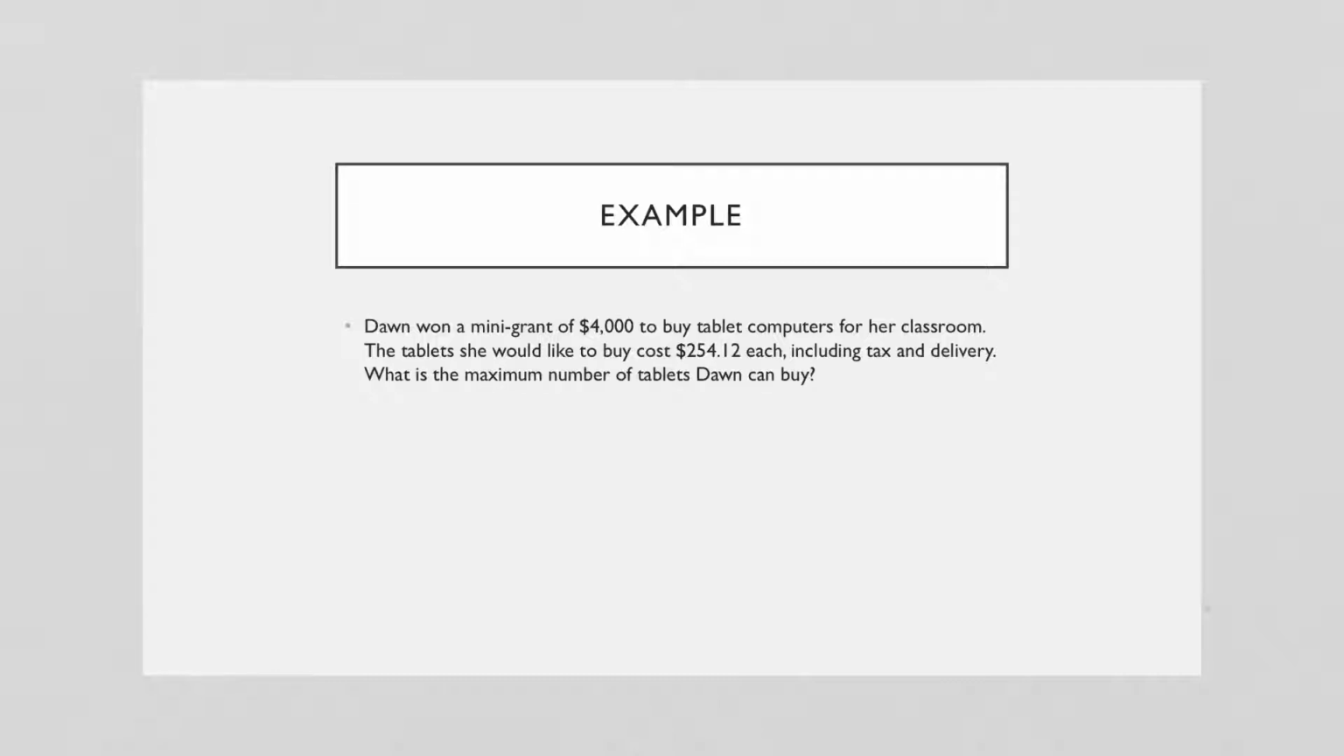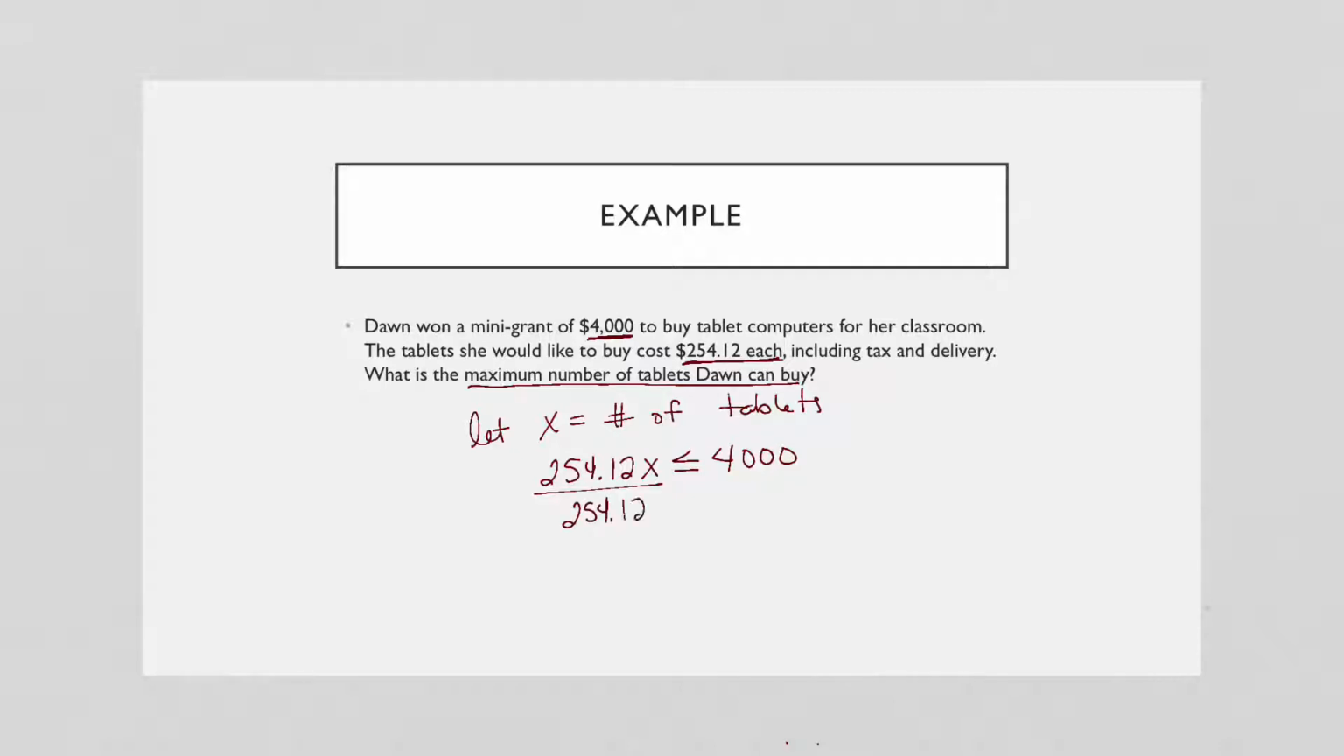All right, so again, important parts, let me underline that first. 4,000, they are $254.12 each. That includes your taxes and delivery. So we want to know the maximum number of tablets that she can buy. So I'm going to let X equal the number of tablets. All right, so I know that $254.12 times the number of tablets has to be less than or equal to $4,000. Okay, so now we're going to solve by dividing both sides by $254.12.